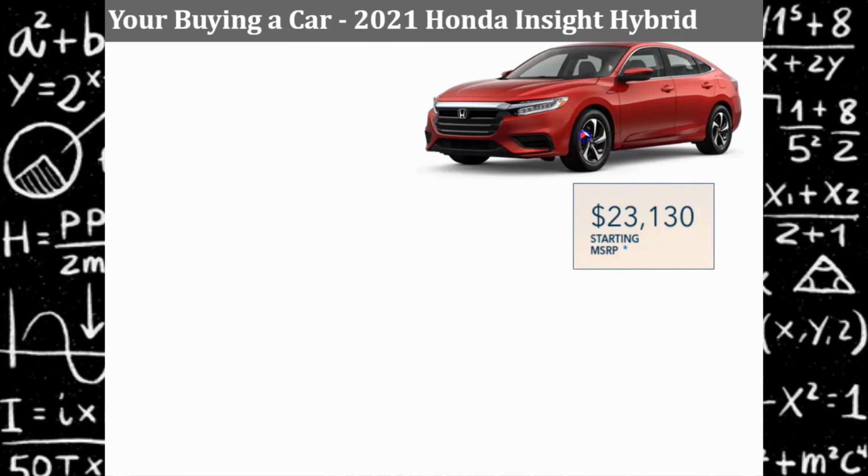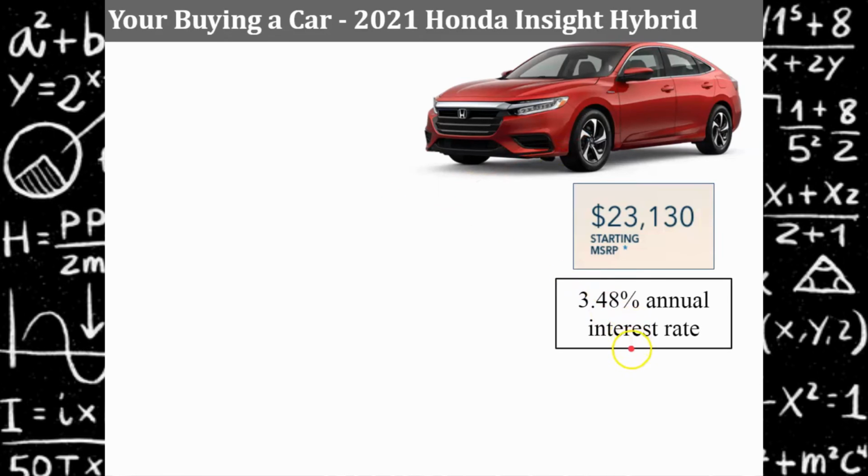$23,130 for this car. But we're fresh out of school and we don't have $23,000. So we're going to get a loan from the bank, and they're charging us a 3.48% annual interest rate. So now instead of earning money through your interest rate, you're going to pay the bank interest because you're borrowing $23,130 from them so that you can have this beautiful red car.